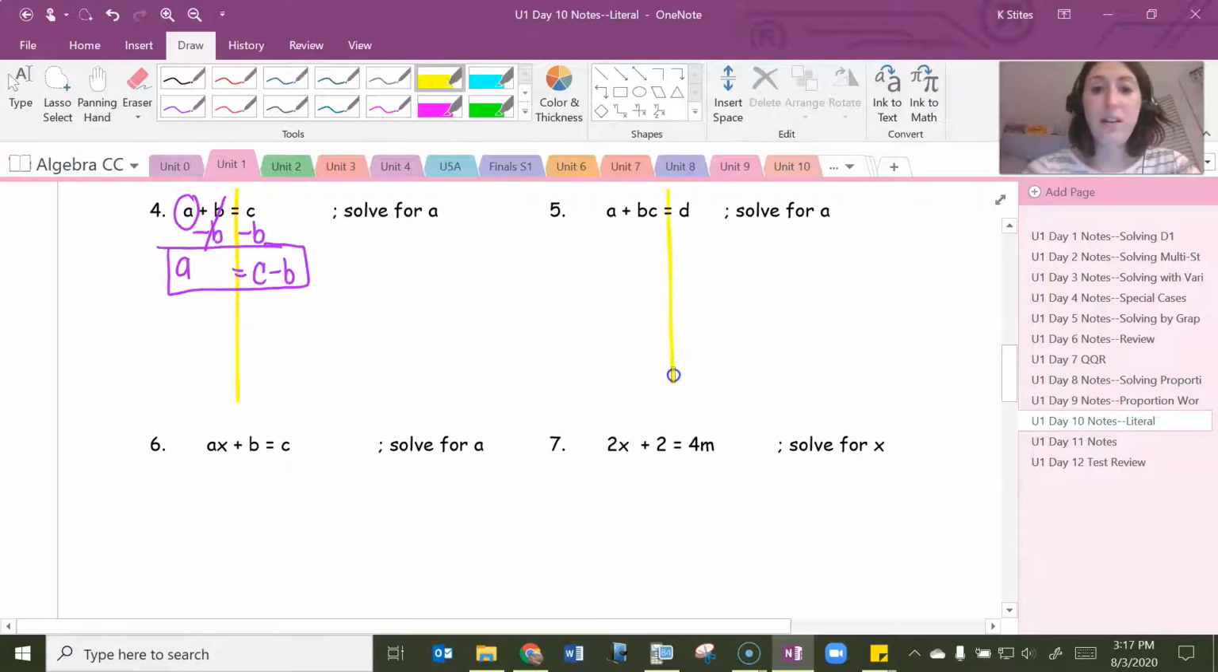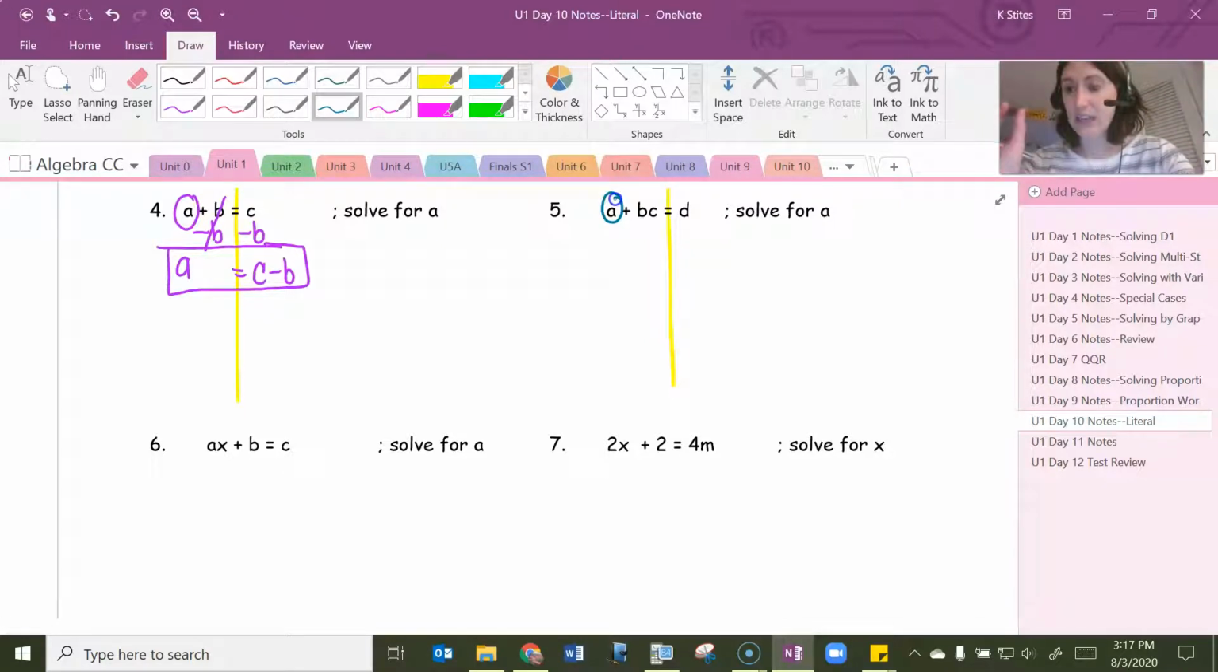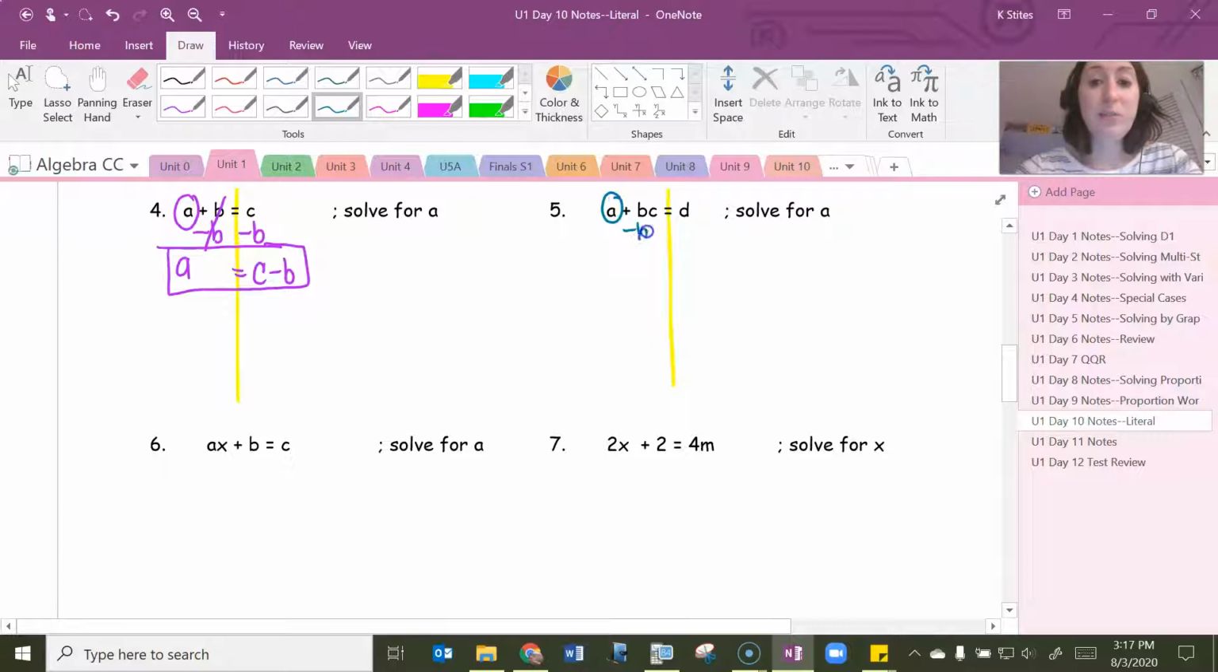Okay. Number 5, we're going to solve for a again. Looks a little different. We need to move the BC. BC is like one thing here. See how they're multiplying together? It would be like a 2x. It's like moving a 2x over. So we will just subtract the BC. Okay, and again, this is just A equals, bring down the D minus BC.